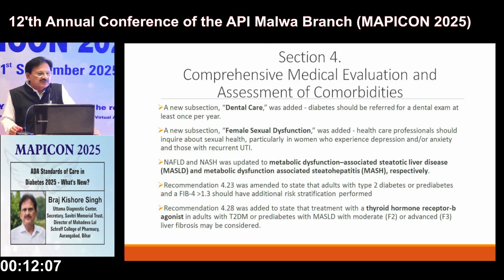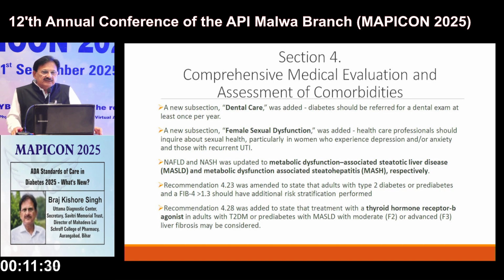And the nomenclature of NAFLD or NASH was updated to metabolic dysfunction-associated steatotic liver disease and metabolic dysfunction-associated steatohepatitis respectively. And one new concept was added: in patients having MASH or MASLD, the FIB-4 score is one of the very important parameters you can judge even in clinical practice. If it is more than 1.3, additional risk stratification should be performed. So FIB-4 score is one of the best methods.